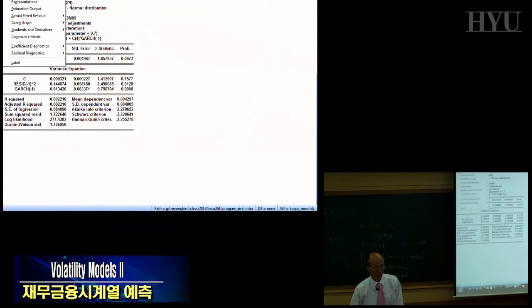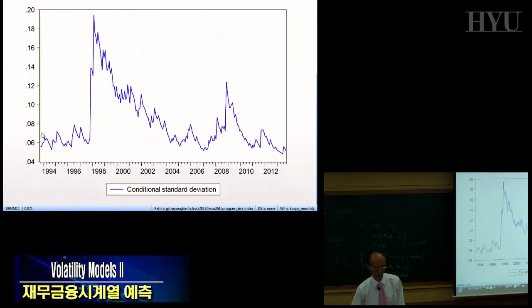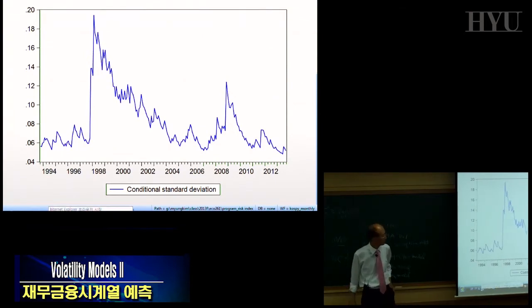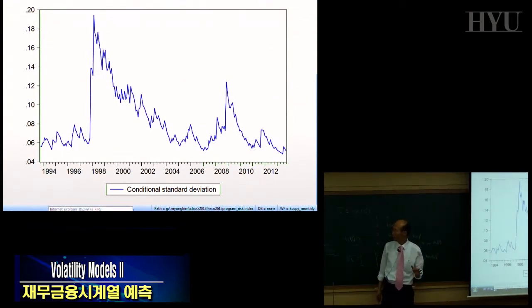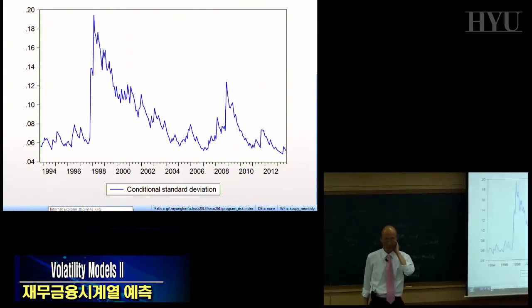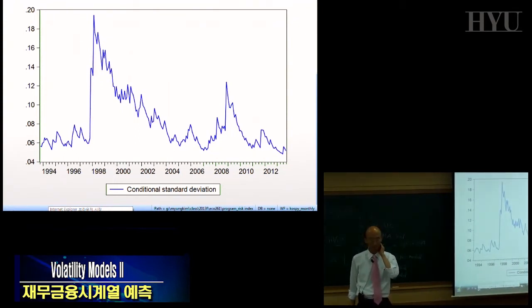So if this is the best fitting model, then how does the conditional variance look like? Your GARCH graph from View, GARCH graph, conditional standard deviation. This is sigma t. This is sigma t squared. We usually look at sigma t, right? Sigma as a volatility. So it'll look like this one. This is the plot of sigma t for KOSPI, monthly.